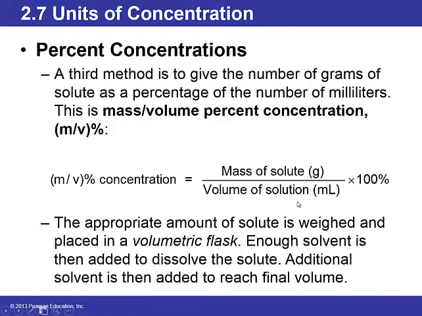Again, the volume of the solution is the final volume of both the solute plus the solvent system. Anytime you would be making a solution in the lab, you would start out by taking the appropriate amount of solute, weigh it out, and place it in a volumetric flask or another mixing device. You would add enough solvent to dissolve the solute, and then add additional solvent to reach the final volume. So the final volume has to be the entire solution. The solute and the solvent together make up the volume of the solution.